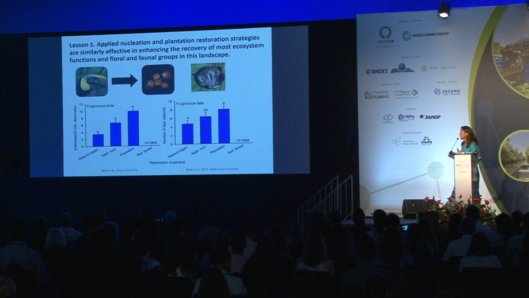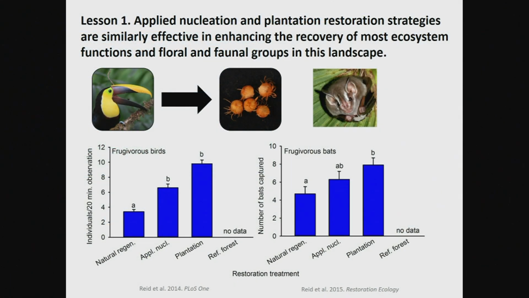So first of all, these are data of Leighton Reid. This is looking at frugivorous birds and bats. We find that after about 4 to 8 years there seems to be the most in the plantations, a little higher than applied nucleation, but they're not significantly different. They are higher than in natural regeneration. We have more data, and Leighton's going to be analyzing it next year, and I'm looking forward to seeing the later data.